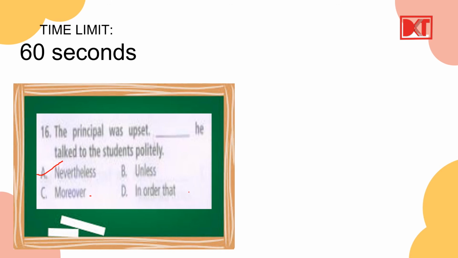Nevertheless means notwithstanding, like the first thing. So, even though he was upset, this is sort of a concession. Even though he was upset, still he talked to the students politely. All right. And we have unless used for a condition, moreover used for an addition, in order that used for a purpose.